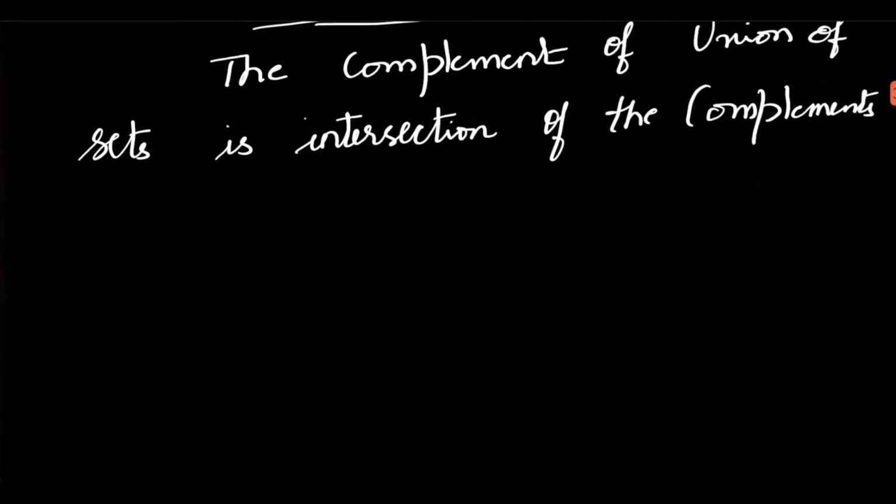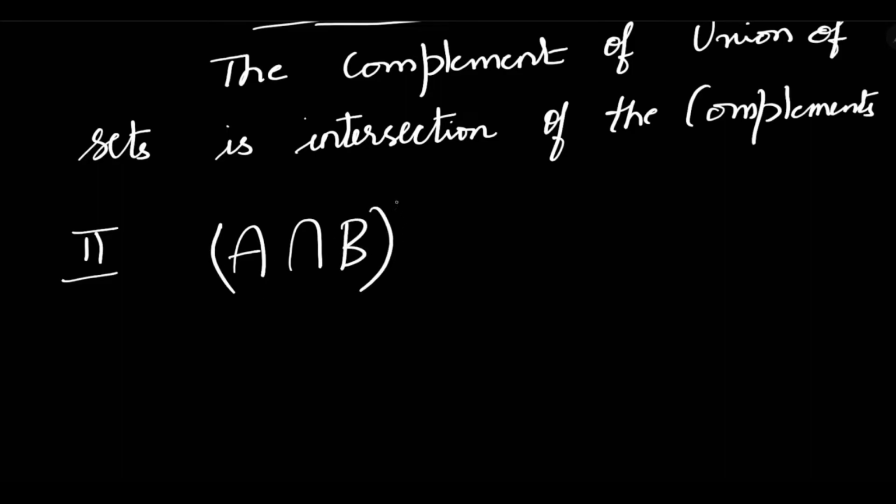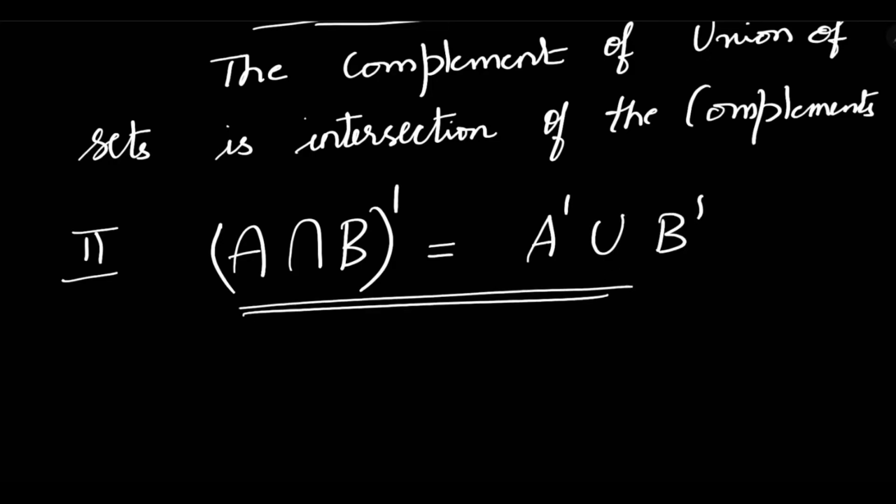Now let us see the second law. I'll just mention both the laws. There are two De Morgan laws, the first law and the second law. I'll mention both the laws here and then I'll give you an example on each one. The second law says that you have set A and set B. When you take the intersection of the two sets and the whole complement, it will be equal to the complement of set A union the complement of set B. This is the second law.